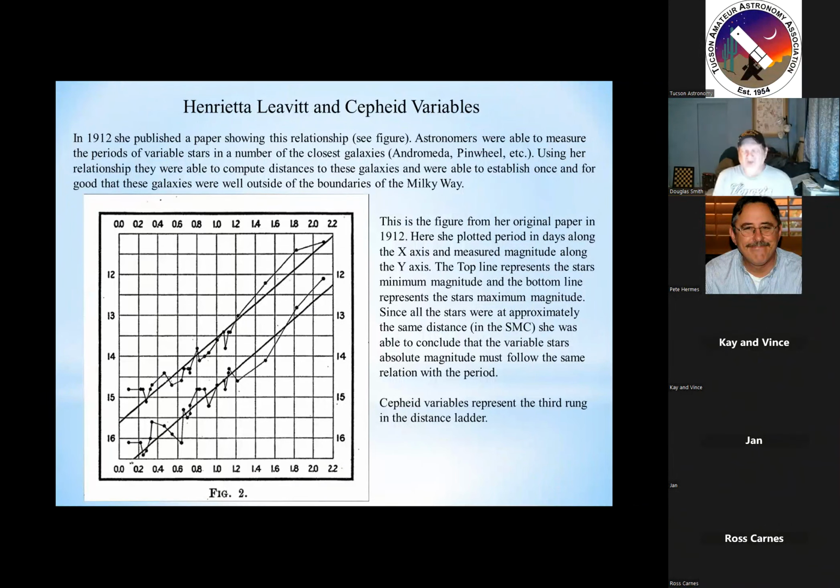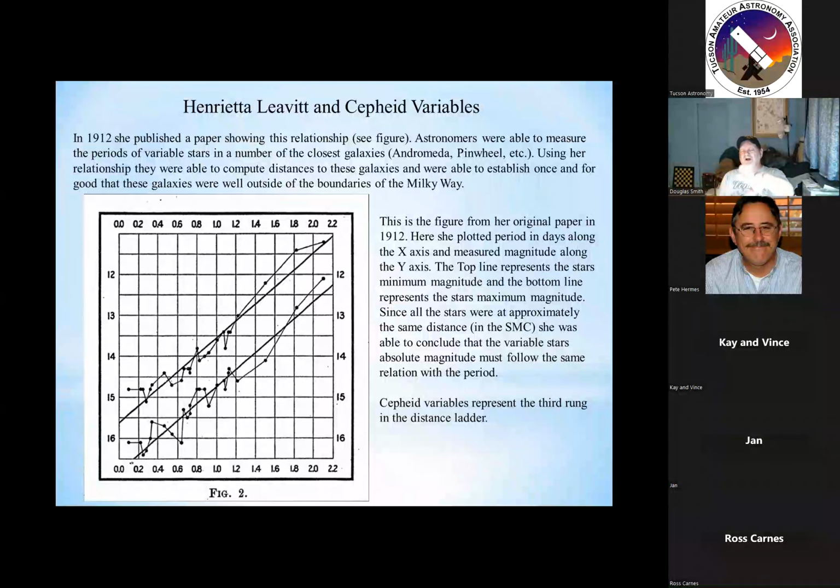So in 1912, she published a paper where she showed this relationship. See the figure there. This is from her paper. And it showed that the periods of variable stars is directly related to their luminosity.